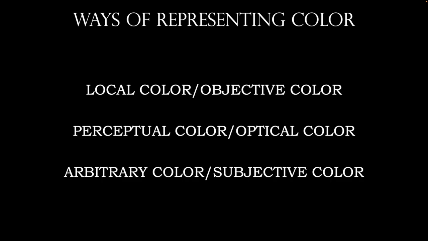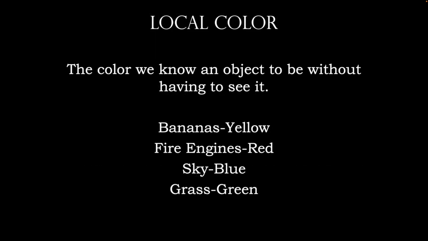So let's talk about the three ways that artists represent color in a painting. There is local, perceptual, and arbitrary. I also have some other terms on the screen. Occasionally you'll hear people talking about objective color. That means local. Optical is perceptual, and subjective is arbitrary. But that terminology is not used very much, and quite honestly, I think the terminology is a little confusing when we use those terms. So I'm going to start with local color.